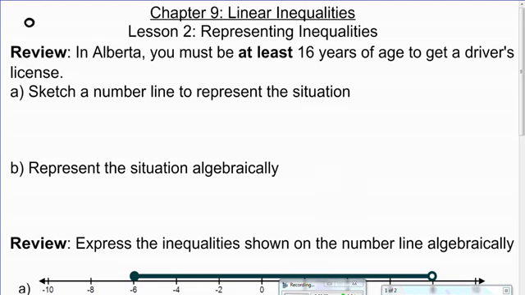Remember, if we have a closed dot, that's saying that our boundary point is included, so it could just be equals, but include some kind of equal. Whereas if we have a boundary point that's open, it cannot have the equal sign along the bottom. So it would be just a less than or a greater than.